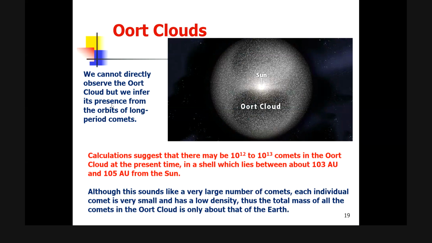And we believe that almost 10 to the power 12 to 10 to the power 13 comets would be present in the Oort cloud in the present times, in a shell which basically lies about 10^3 to 10^5 astronomical units from the sun. So although the number looks huge, these normally have low densities and are very small. So we estimate that the total mass of all the comets in the Oort cloud would be somewhere equal to the mass of the Earth, which is actually quite less if we compare it with the mass of the gas and ice giants, right? Or the mass of the solar system.